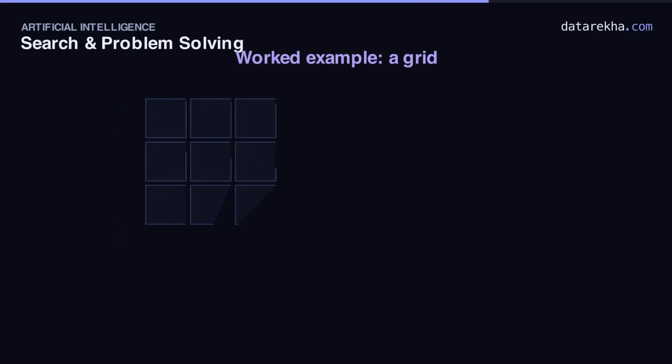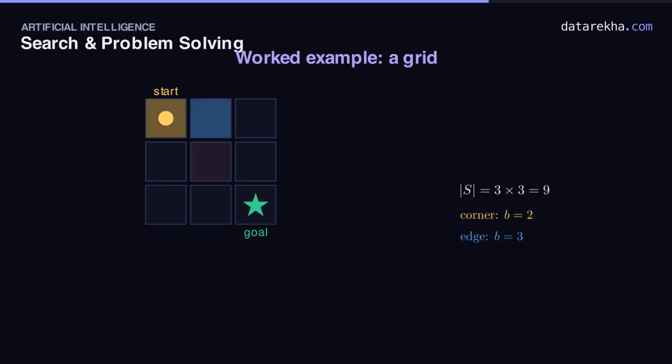One more: a maze, a 3 by 3 grid of cells. You start in the top left corner, cell 1-1, and you want the bottom right, cell 3-3. You may step up, down, left or right, as long as you stay on the grid, and every step costs 1. 9 cells, so 9 states.